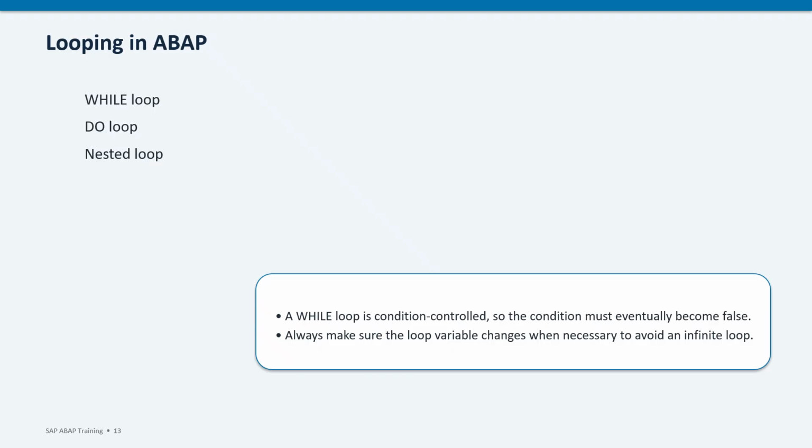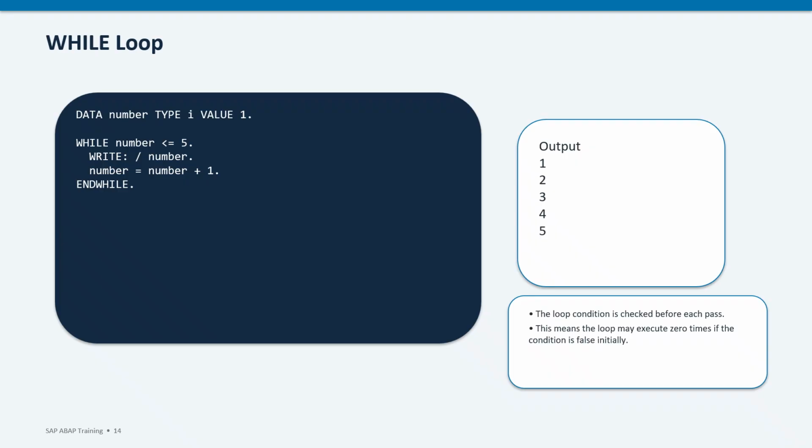The while loop is used when repetition depends on a condition. Whenever repetition is based on a condition, we use a while loop. The do loop is useful when we know how many times to repeat, and only then we use it. A nested loop is one loop inside another loop. If you need another loop inside a loop, that is when we use nested loops. Let's discuss a while loop example.